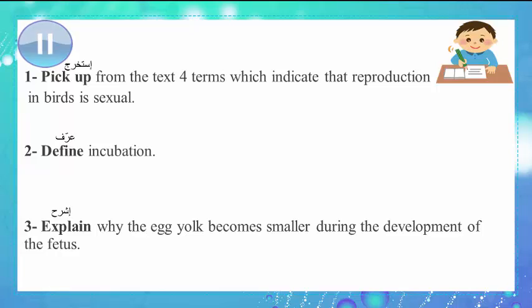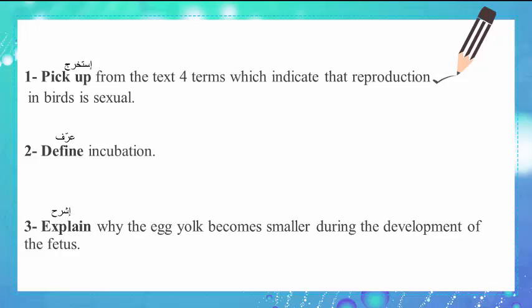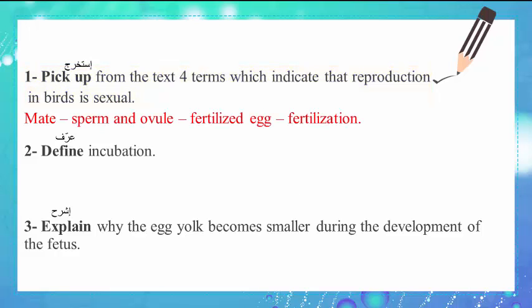Now, please pause the video and solve numbers 1, 2, 3, and 4. Now let's check your answers. Number 1. Pick up from the text 4 terms which indicate that reproduction in birds is sexual. Mate, sperm and ovule, fertilized egg, fertilization. Number 2. Define incubation.